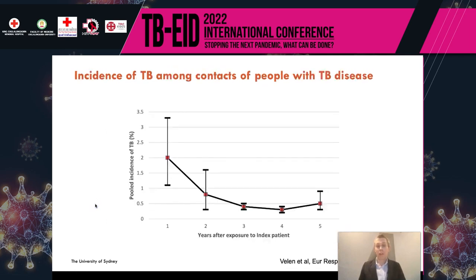Our meta-analysis also demonstrated that the timing of this incidence is likely to be soon after the initial exposure. So when we looked at the pooled incidence against time, you can see on this graph here, that most of the incident disease occurred within the first 2 years after exposure to the index patient. And so this is an indication that tuberculosis prevention is most likely to be beneficial in people who have been recently exposed.